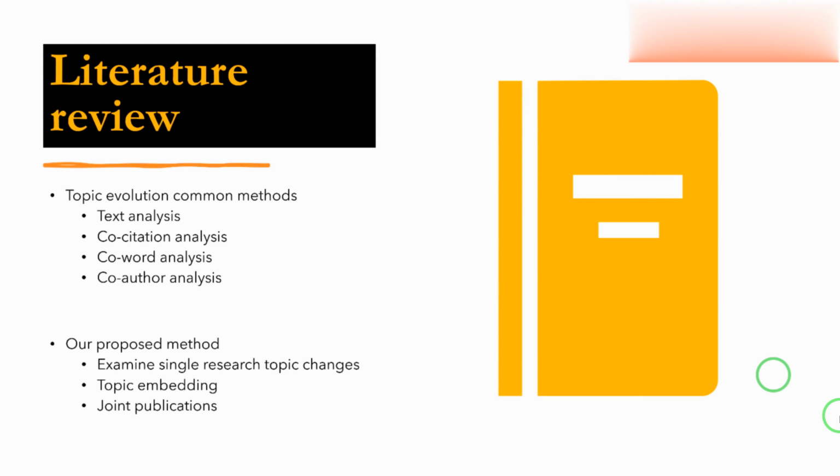Topic evolution research works usually consider the text or abstract of research articles to examine topic changes. The articles, citations, keywords, and authors are considered as well. Although in most research works, the evolution of a group of topics is examined, in this paper, we propose a method that can track each field's changes over time. We adopted an embedding approach to model each topic in a fixed size vector. For this, we utilize joint publications among different fields of study.